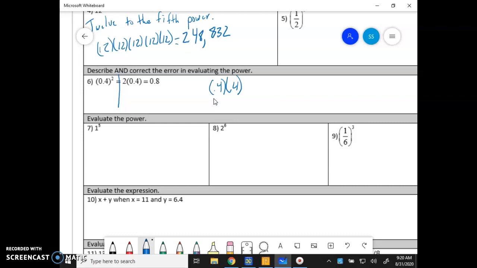All right, evaluate the power. This one's pretty easy. This is just 1 times 1 times 1 times 1, right? All right, is that 5? Oh, 1 times 1 times 1 times 1 is just 1.